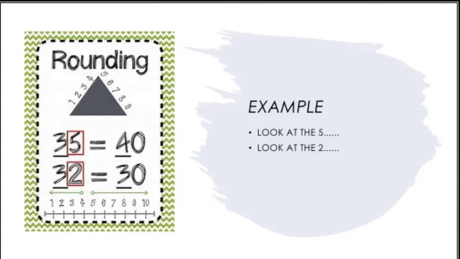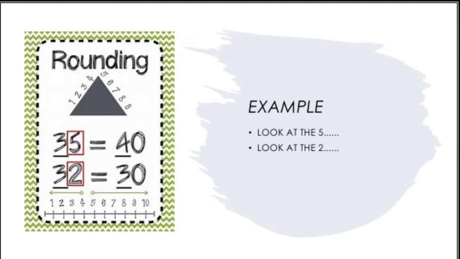Let's look at 35. We're rounding to the nearest tens. 3 is in the tens place. 5. Is it more or less than 5? 5 is more. So we add 1 to the 3 to make it a 4. The other digits become a 0. So the answer is 40.